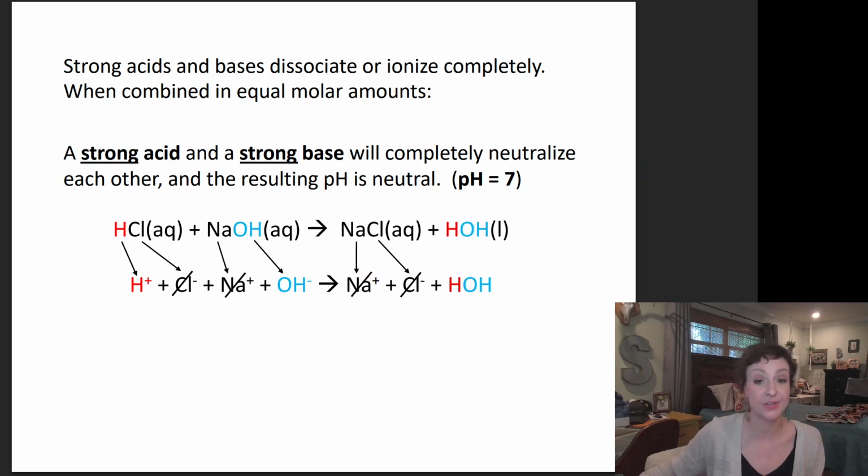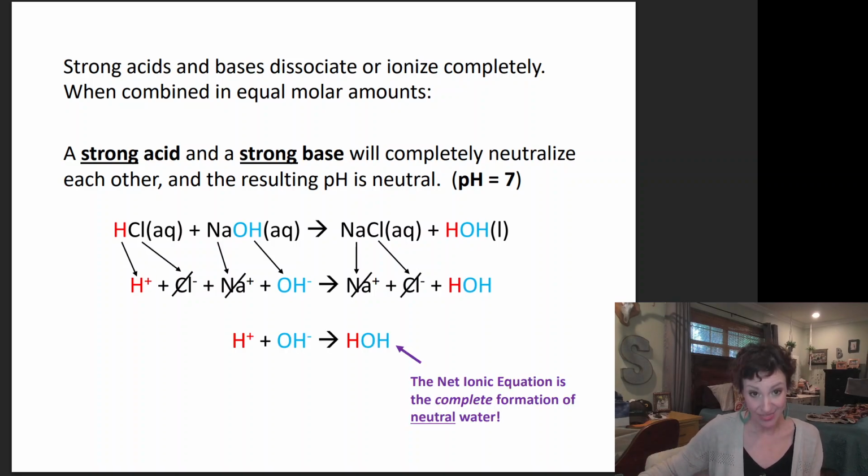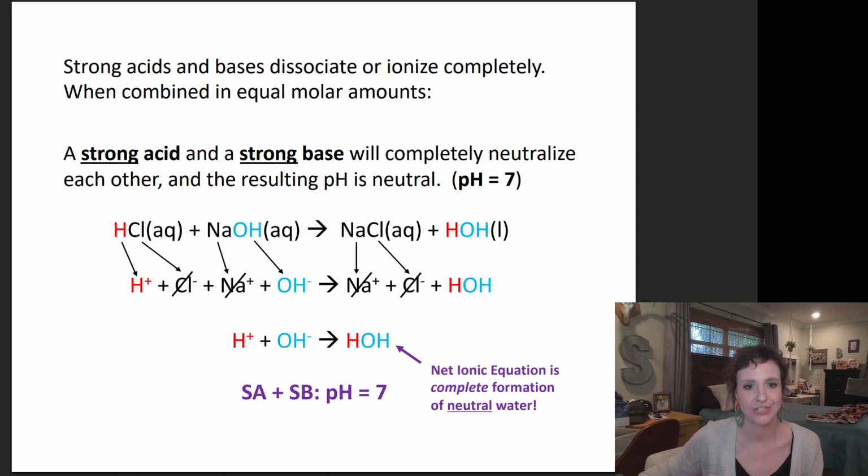Remember, we can cancel off our spectator ions on each side, and the resulting net ionic equation is just the formation of water, which we all know is neutral. Because all of these ions are completely existing, complete 100% dissociation, that is all the chemistry that's happening here, and the pH of the formation of that substance is going to be 7, which is really cool. So what we are establishing here is if I add a strong acid plus a strong base in a neutralization reaction, I will have a pH equal to 7.